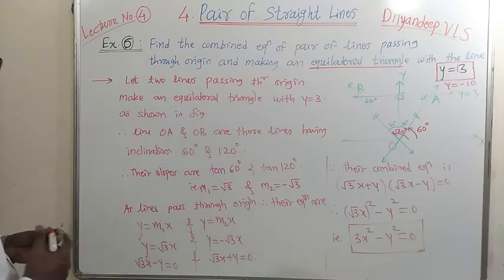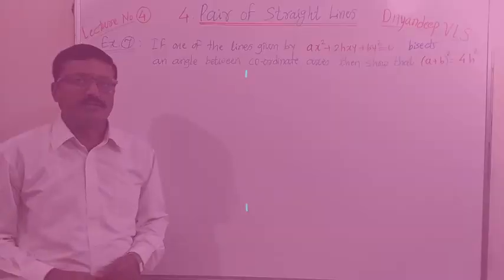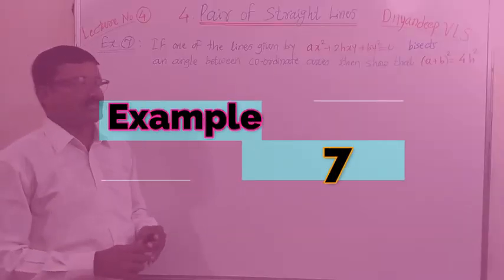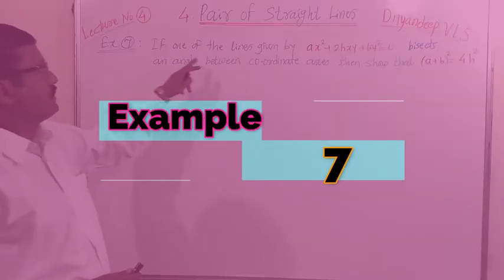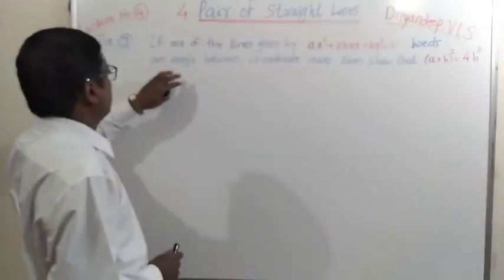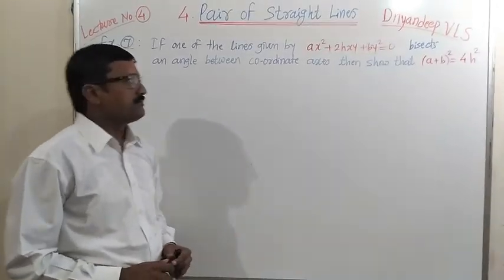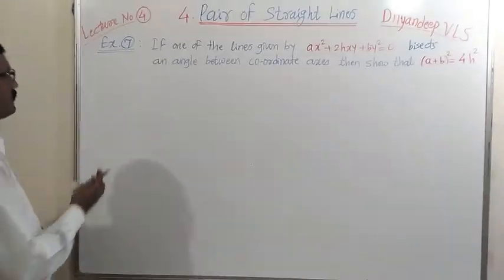Okay, so this one is example number 6. This one is the last example from the exercise. Example number 7. If one of the lines given by this combined equation bisects an angle between coordinate axes, then show that (a plus b) bracket square equal to 4h square.